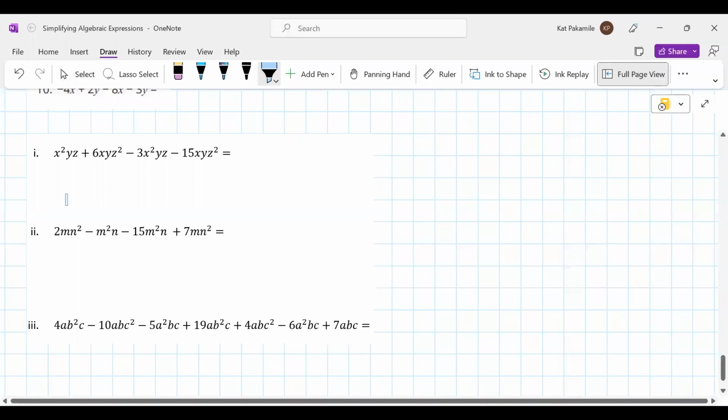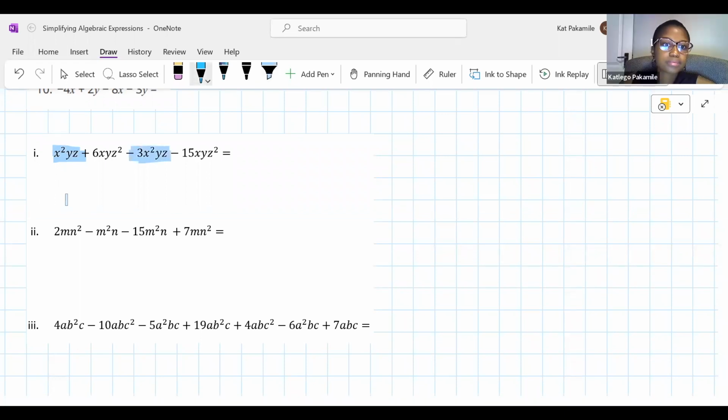Okay, like terms are x squared yz, and then 3x squared yz, and then 6xyz squared, and then 15xyz squared. Beautiful. Now that we have our like terms, what is our answer?